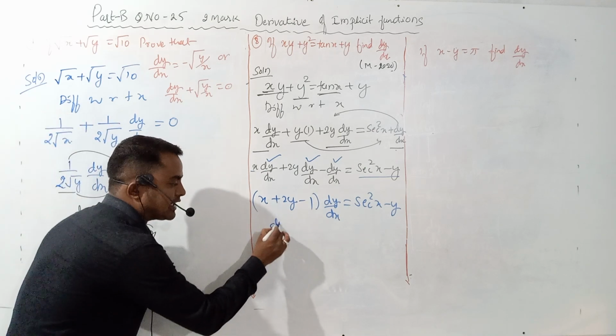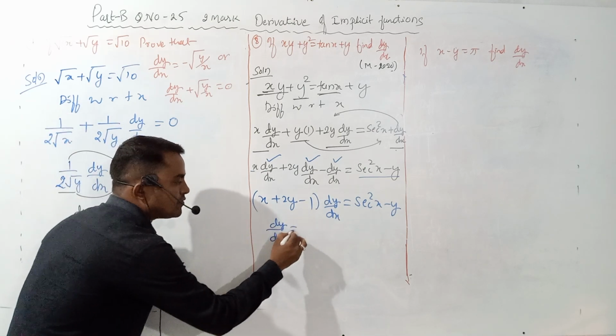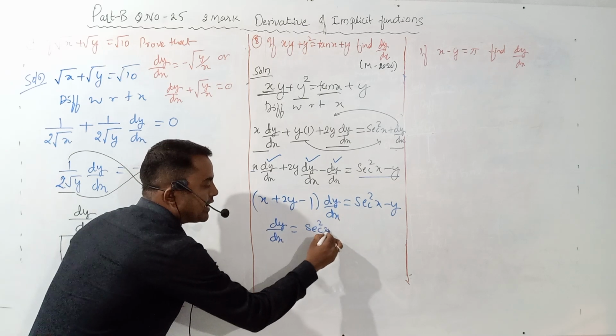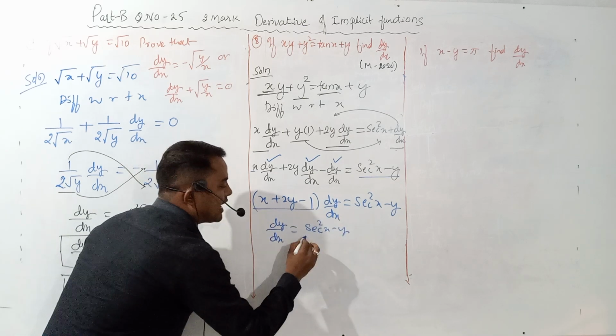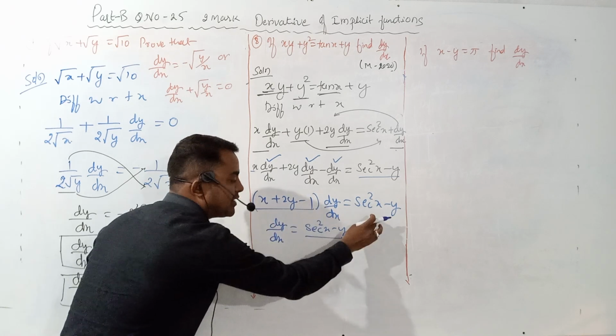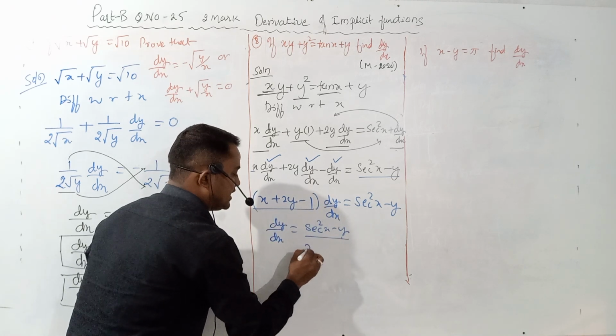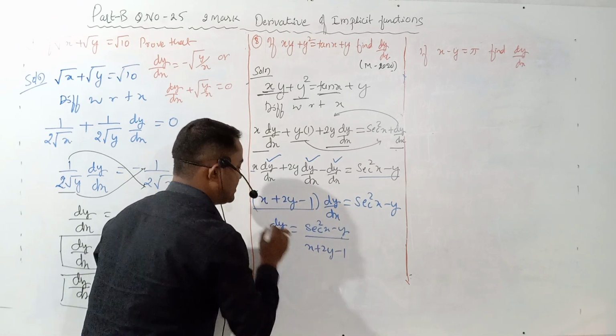Now dy by dx is equal to sec square x minus y divided by this term. After transposing it will be what? Divide to the right side, that is x plus 2y minus 1.